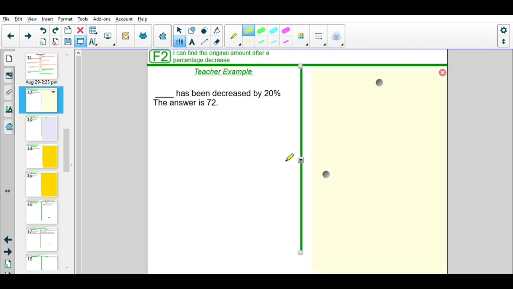Okay, a number has been decreased by 20% and the answer is 72. First, we need to know what that means. So a number has been decreased by 20%. That means 80%, 100 take away 20. So 80% of it is 72.